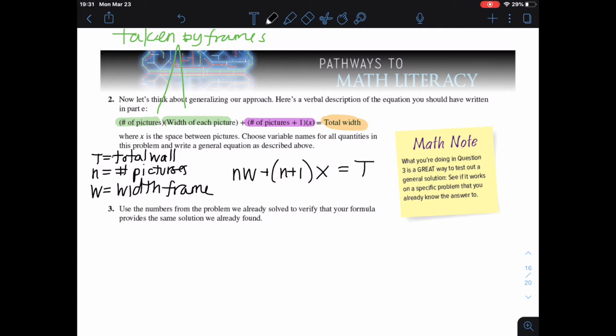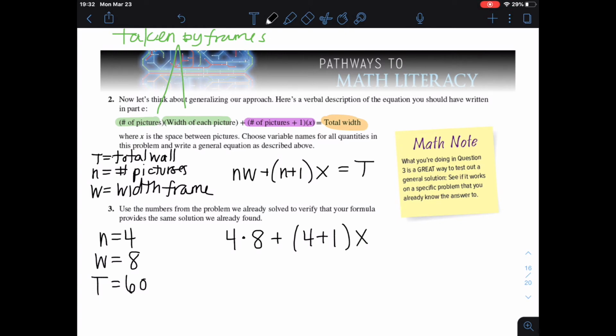So if we plug in the numbers from our previous problem, the number of pictures was 4, the width of each picture frame is 8, and the total length of the wall is 60. So plugging this all in, you get 4 times 8, n plus 1 is 4 plus 1, x is that unknown quantity, the width of the blank space, and the total wall is 60. So if you simplify, you get 32 plus 5x equals 60, which is exactly the same equation.